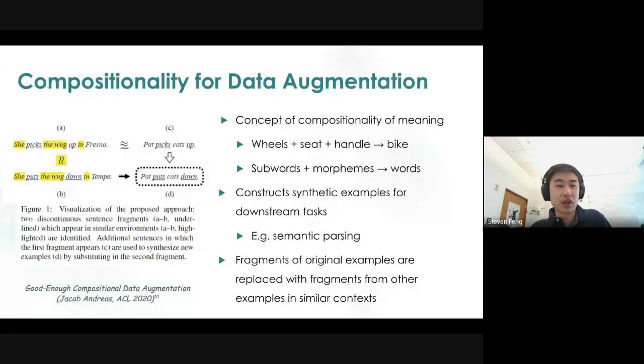Another work which used the compositionality of meaning for data augmentation was presented by Jacob Andreas at ACL 2020, in order to construct synthetic examples for downstream tasks such as semantic parsing. Specifically, fragments of original examples of text are replaced with fragments from other examples in similar contexts, which showed improvement for these tasks such as semantic parsing.